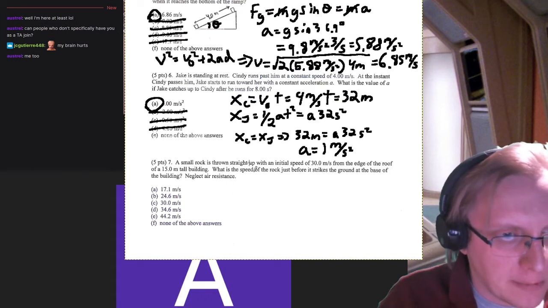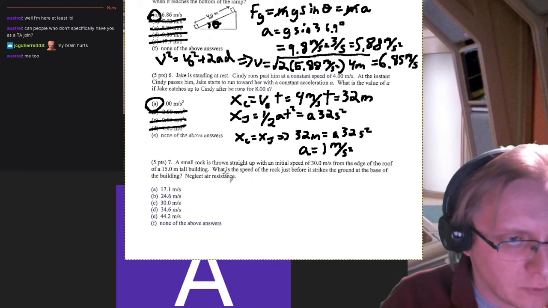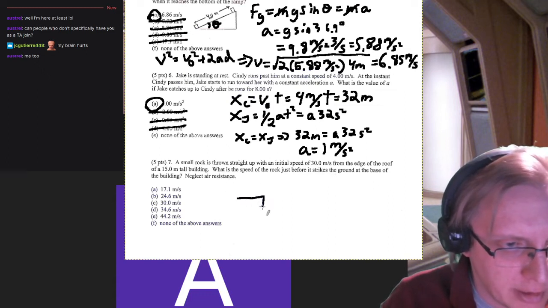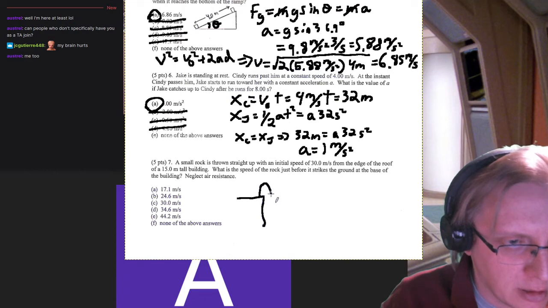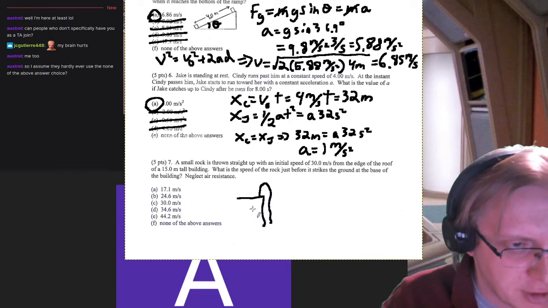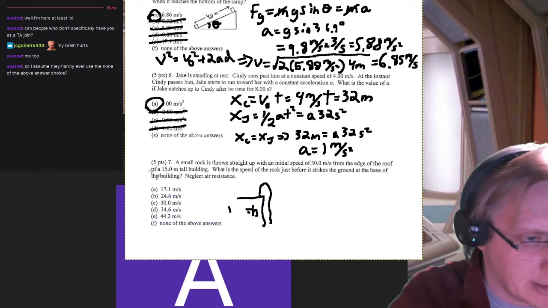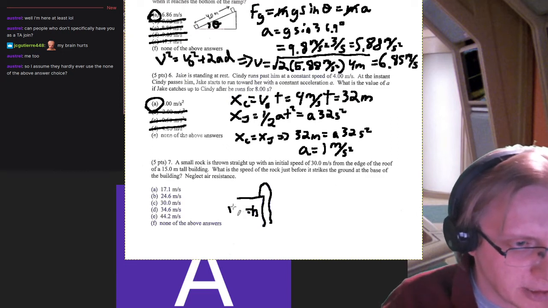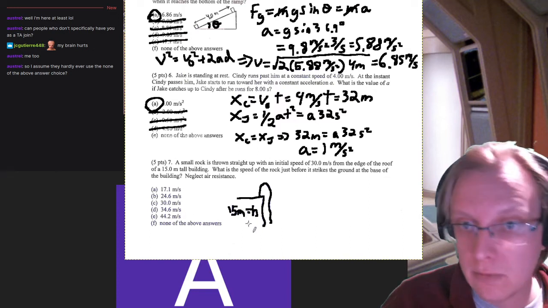A small rock is thrown straight up with an initial velocity of 30 meters per second from the edge of the roof of a 50-meter tall building. What is the speed of the rock just before it strikes the ground at the base of the building? Alrighty. So we got a building. We chuck the rock up, and then it comes down. We have initial speed. We have 15 meters h. So we have h is equal to 15 meters. There we go.